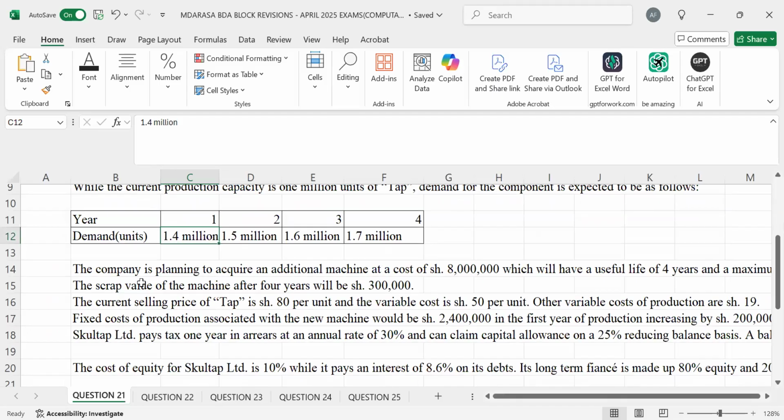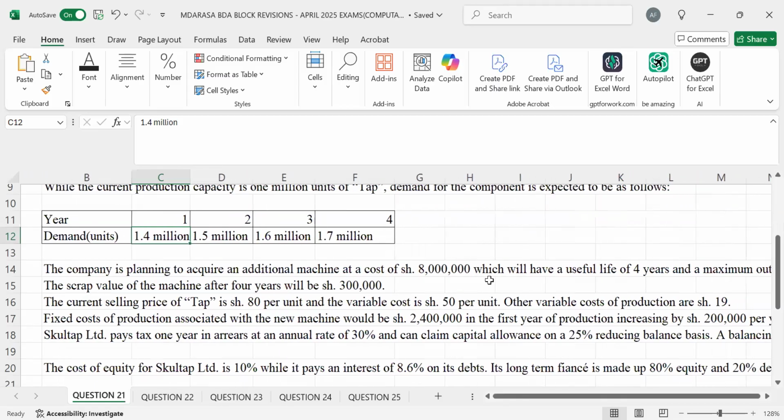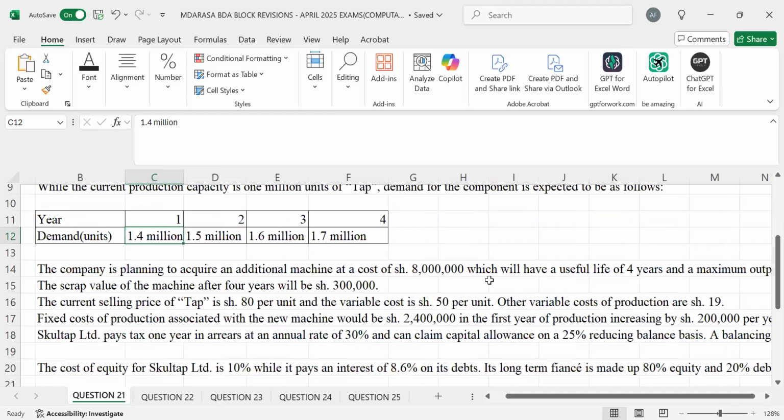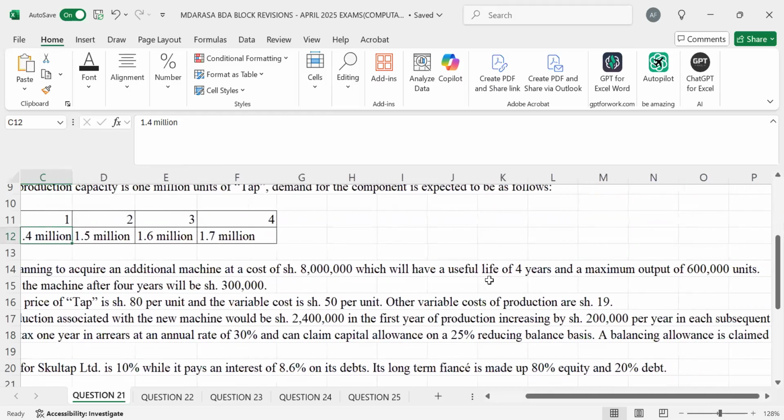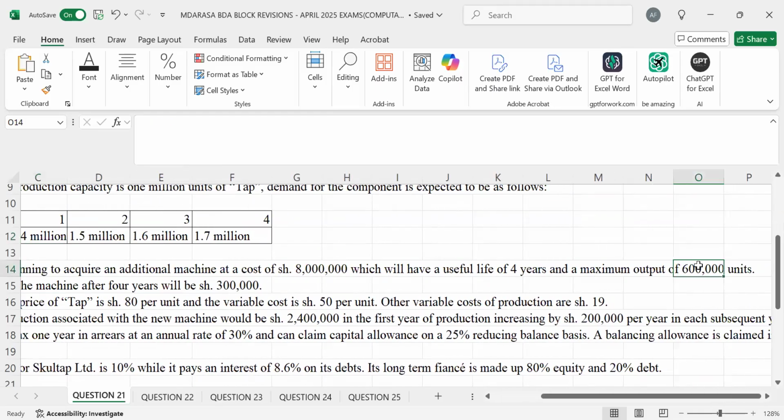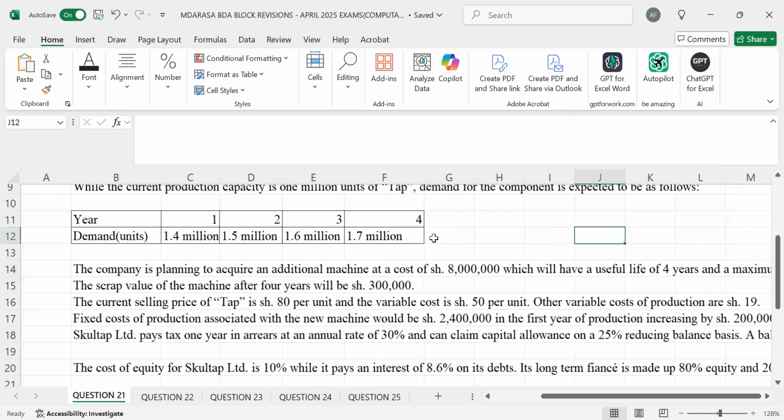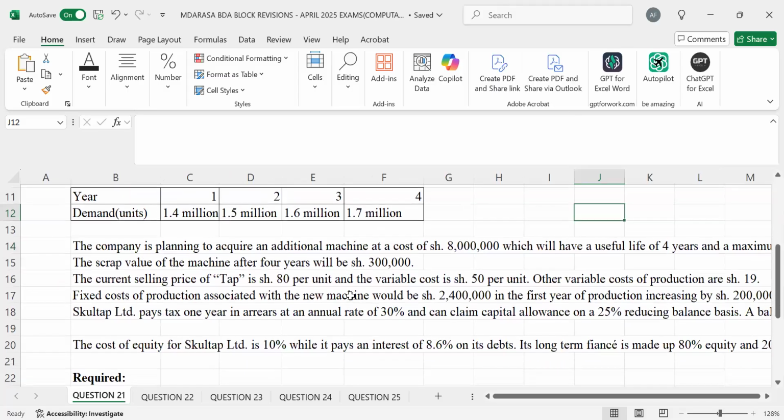The company is planning to acquire an additional machine at a cost of 8 million, which will have a useful life of 4 years and a maximum output of 600,000 units. The maximum level of production that this machine can give us is 600,000 units. The scrap value of the machine after 4 years will be 300,000.